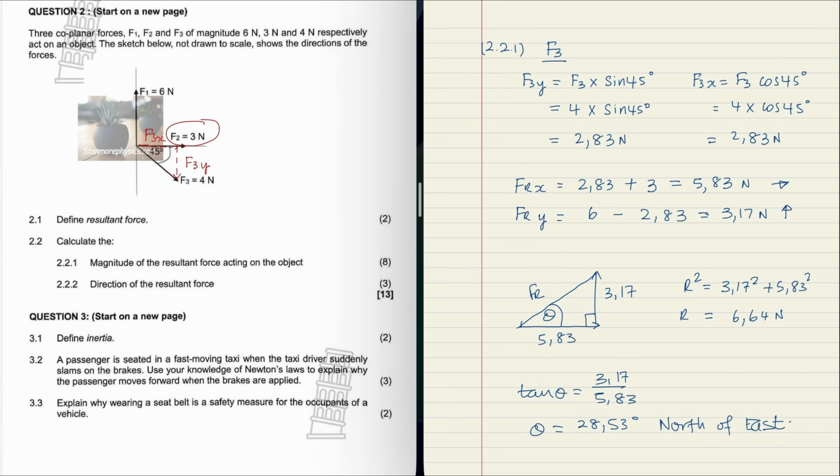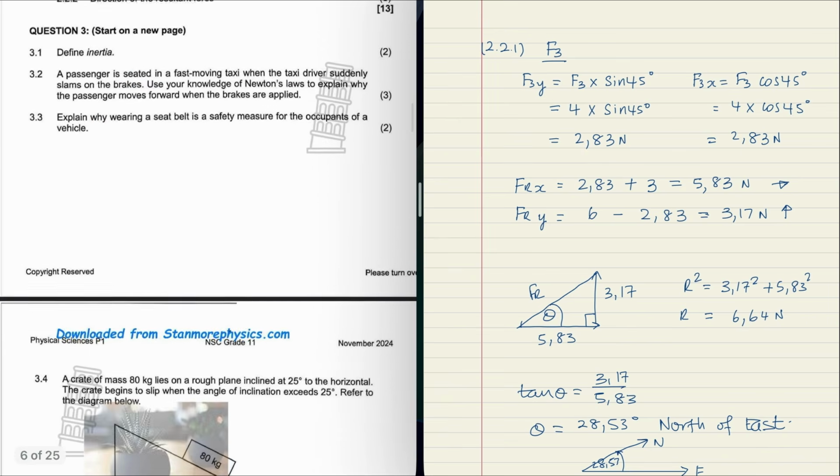So why are we saying that it's north of east? Because imagine that is our east line. We are moving north of it, 28,53 degrees. We are moving 28,53 degrees north of it.